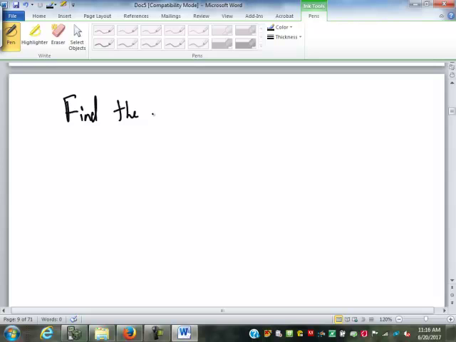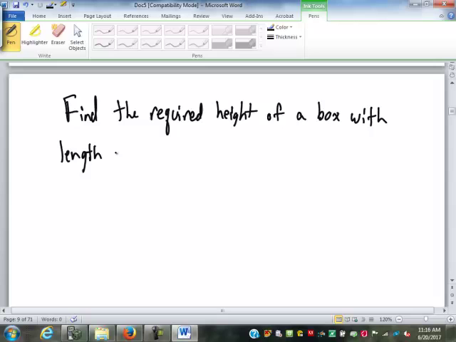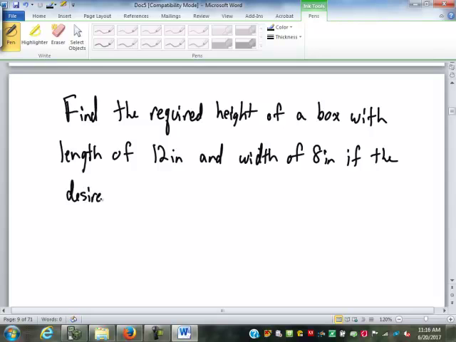Find the required height of a box with length of 12 inches and width of 8 inches if the desired volume is 480 cubic inches.